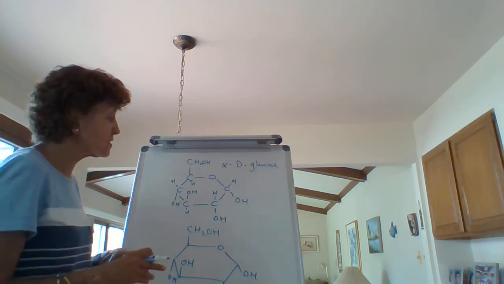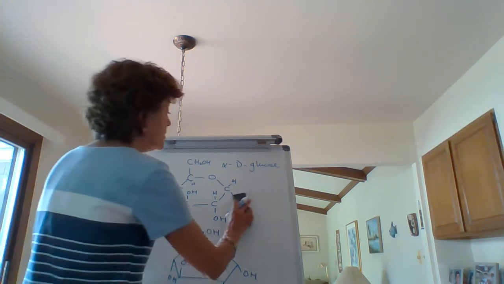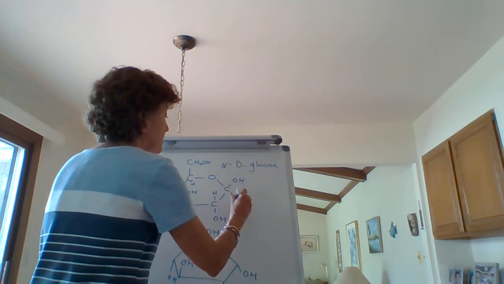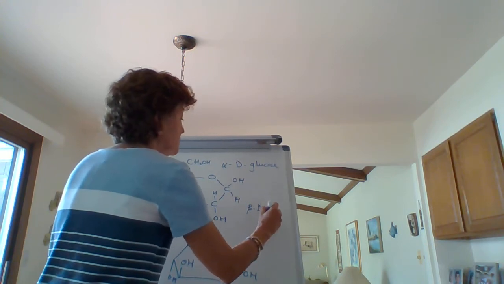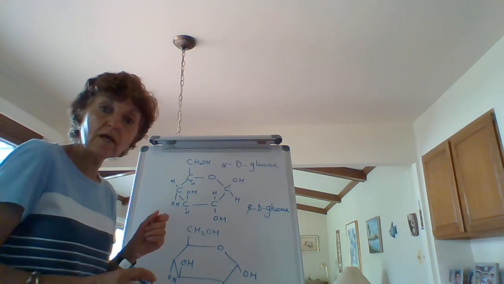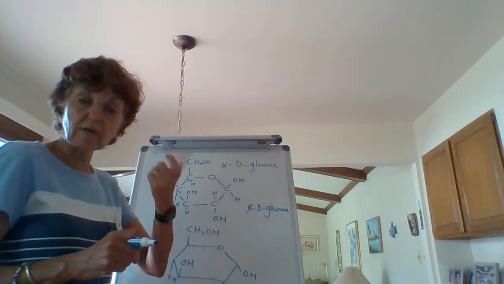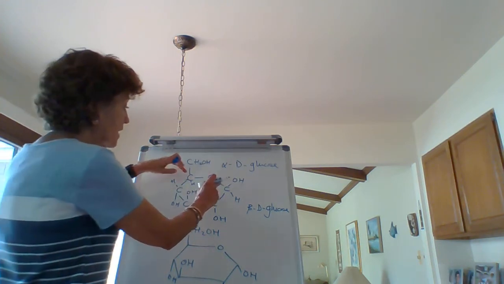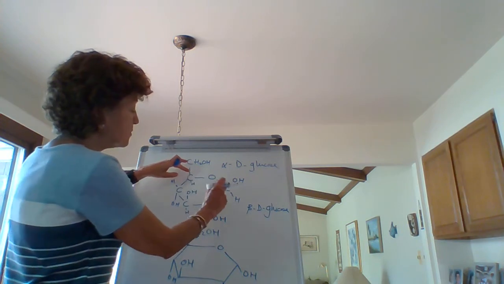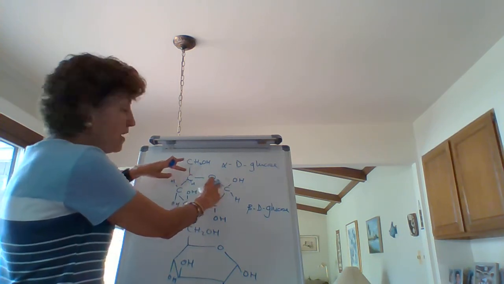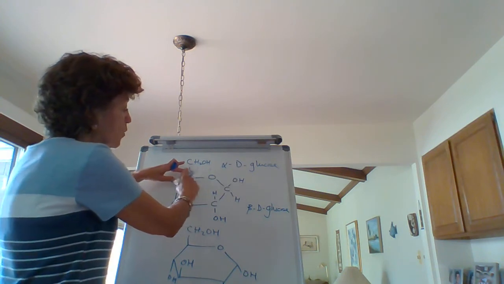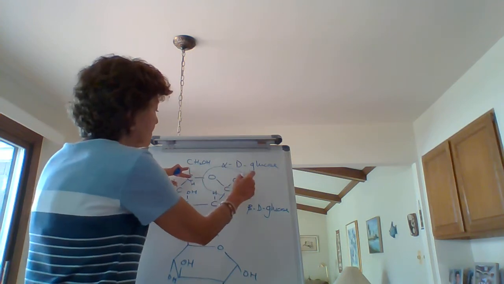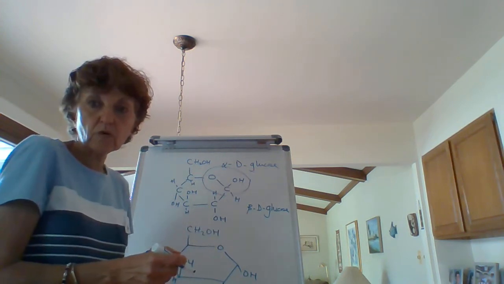If I wanted to switch this and turn it into a beta, all I would do is this. Now it's a beta D glucose, okay? Only carbon 1 will change. Alpha, beta, alpha, beta. It depends on how that hemiacetal is forming. And the hemiacetal is the thing that is created between carbon 1 and carbon 5. That's the reaction of the aldehyde with the alcohol of carbon 5. So over here, here's your hemiacetal, okay?